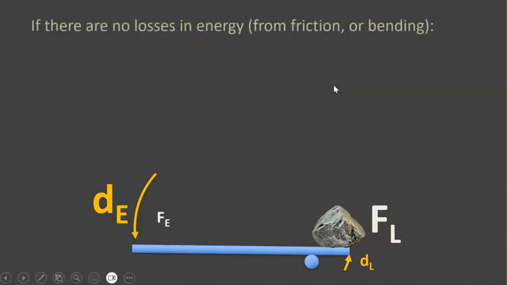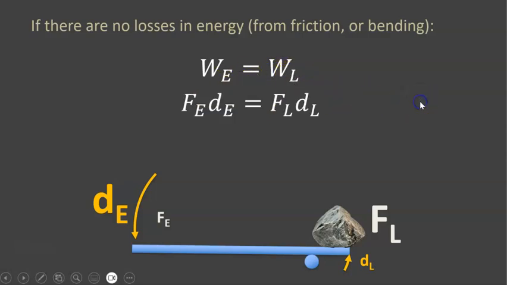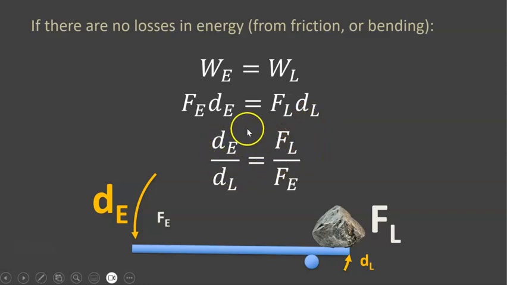If there are no losses in energy, that is, if the work I put into the effort transfers 100% across to the work done on the load, then we can say the work before equals the work after, or the work from the effort equals the work done on the load. Using the definition of work, force times distance, for both, we rearrange the equation to bring the distances to one side and the forces to the other. I have this little relationship coming from work. If there's no energy lost, this is a true statement.